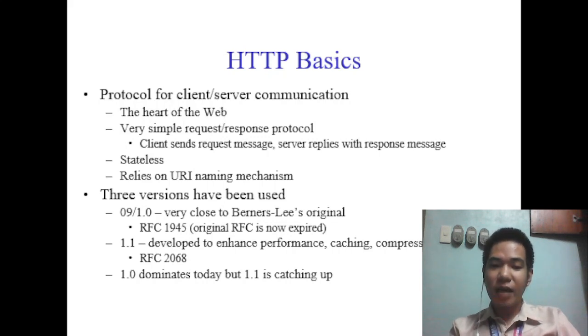There are actually three versions that have been used. We have the 0.9 or the 1.0 version, which is very close to Berners-Lee's original, which is RFC 1945, but this is already expired now. We're not using this anymore. And we have the 1.1, which was developed to enhance performance, caching, and compression, which is known as RFC 2068. And 1.0 is dominating today, but 1.1 is actually catching up. So those are the basics for the HTTP.